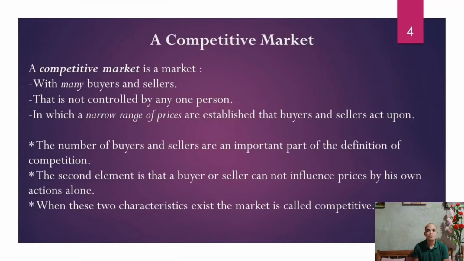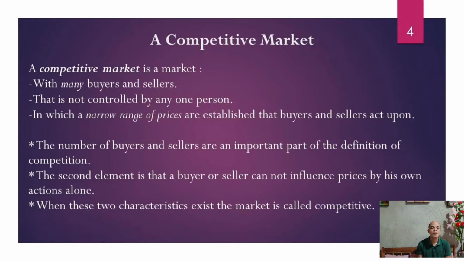A competitive market. So what is a competitive market? It is a market which has many buyers and sellers. It is not controlled by any one person, and a narrow range of prices is established that buyers and sellers act upon. The number of buyers and sellers is an important part of the definition of competition. The second element is that a buyer or a seller cannot influence the price by their actions alone. When these two characteristics exist, the market is called a competitive market.